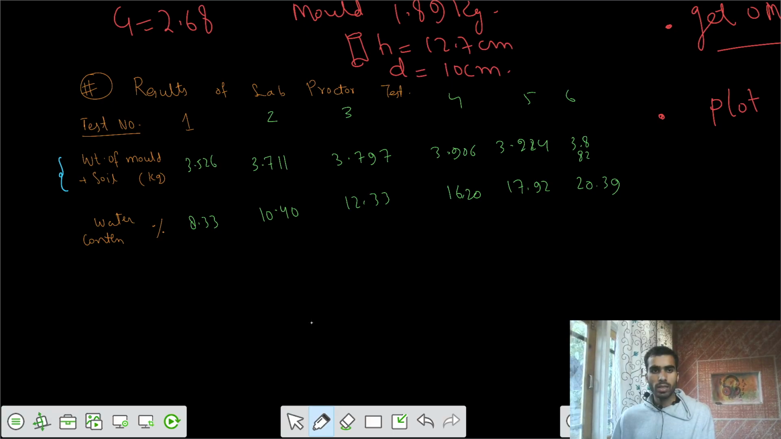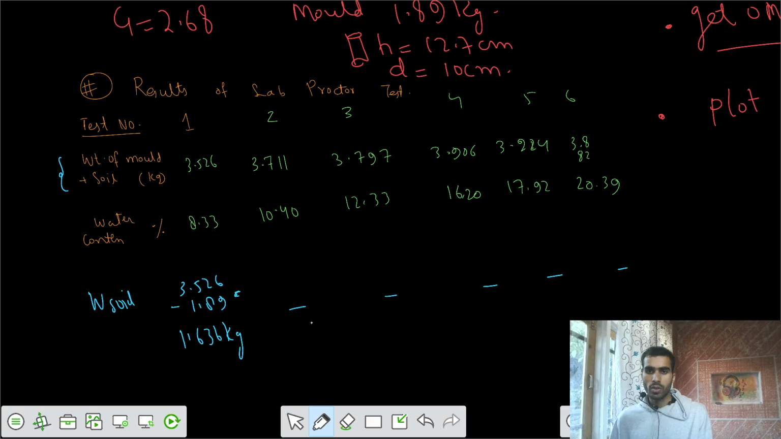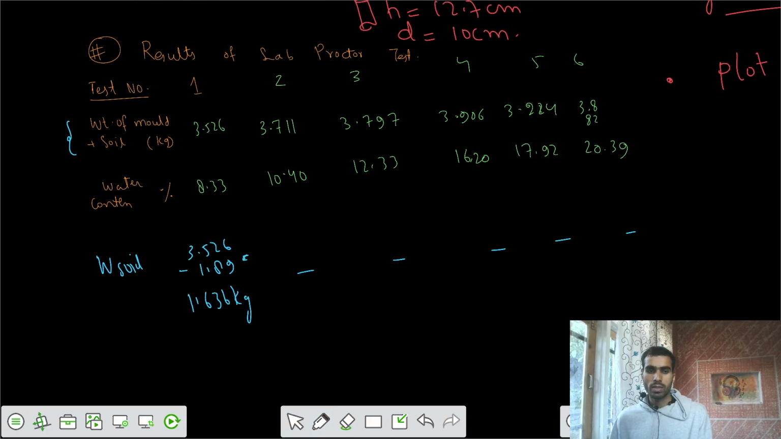So I had to subtract the weight of the mold plus soil minus weight of the actual mold. So what is the weight of the soil? I would say that is 3.526 minus 1.89. So that is coming to be equals to 1.636 kgs. And similarly you can do for all other tests, what is the weight of soil.